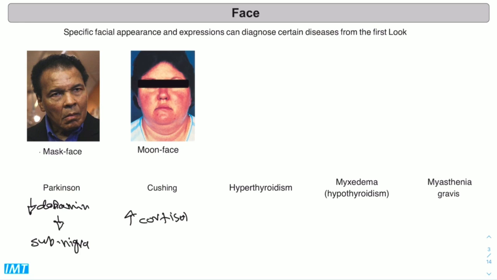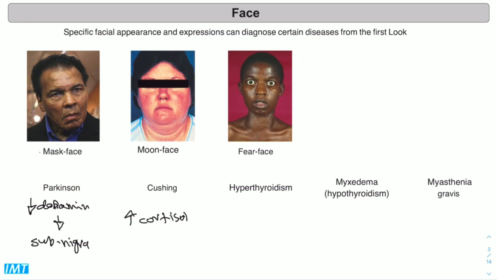Okay, next, let's talk about hyperthyroidism. It's the fair face. Fair face, it's exophthalmos. You can see his eyes are just popping out of the skull. This is in hyperthyroidism, or as it's also called, thyrotoxicosis. The pathophysiology is due to increased T3 and T4, the thyroid hormones.